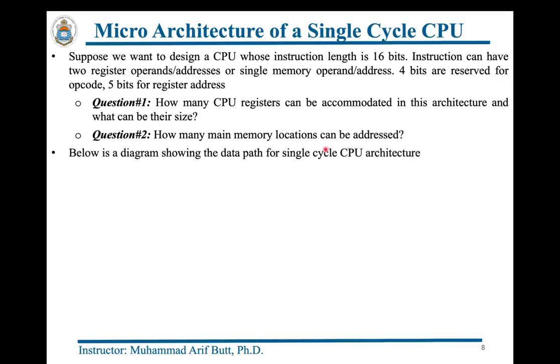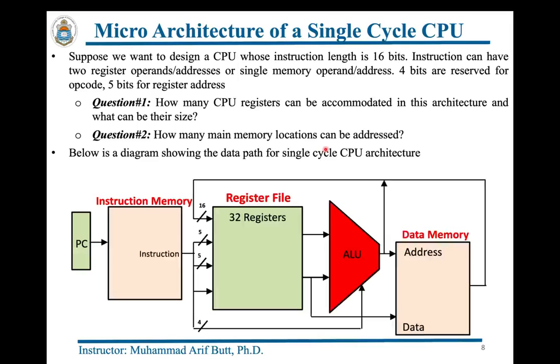And below is a diagram showing the data path for a single cycle CPU. The main components involved in the data path are the instruction memory, the register file, the ALU, and then the data memory. Let us see how an add instruction that sums up the contents of 2 registers is executed on this architecture. First of all, fetch. An instruction is fetched from the location of the instruction memory where this program counter is pointing.